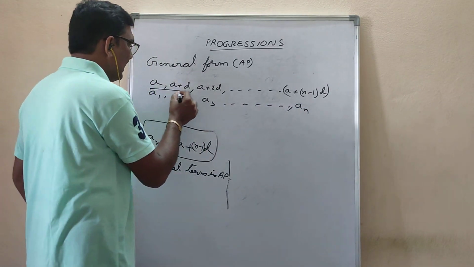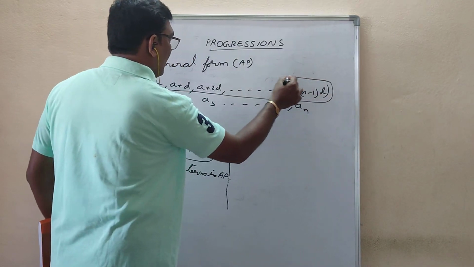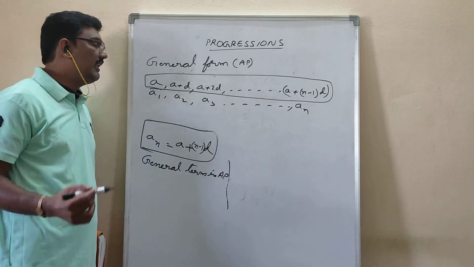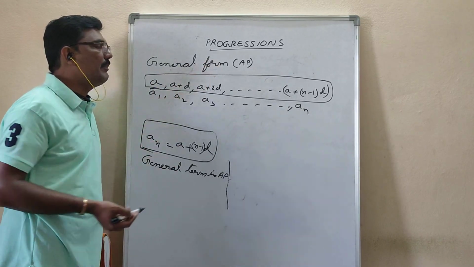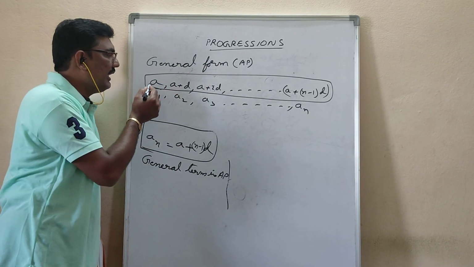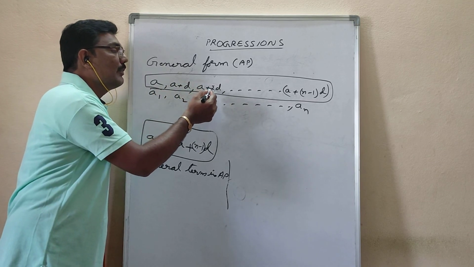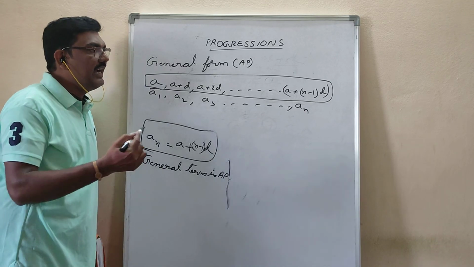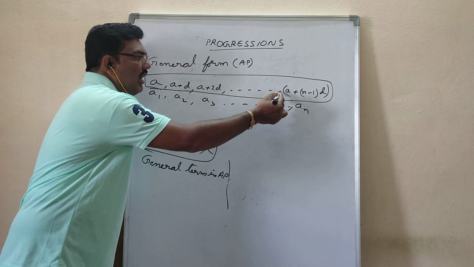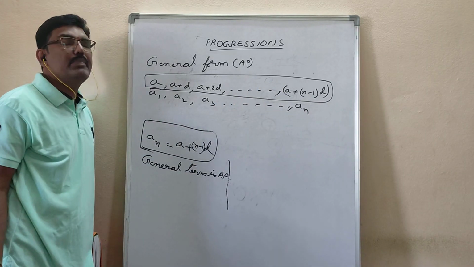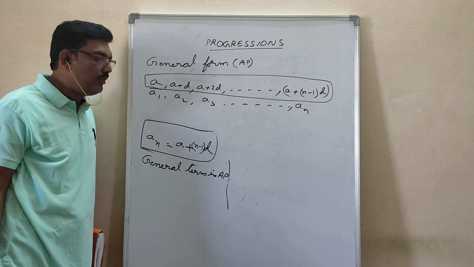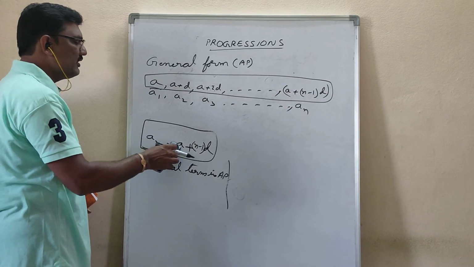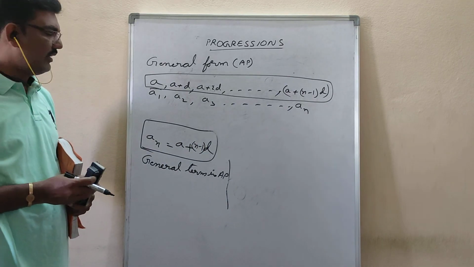So this upward one is said to be called the general form of AP. If anyone asks you to write the general form of AP, what do you have to write? a, a plus d, a plus 2d, a plus 3d, a plus 4d, etc. The last term is called a plus (n minus 1) into d.